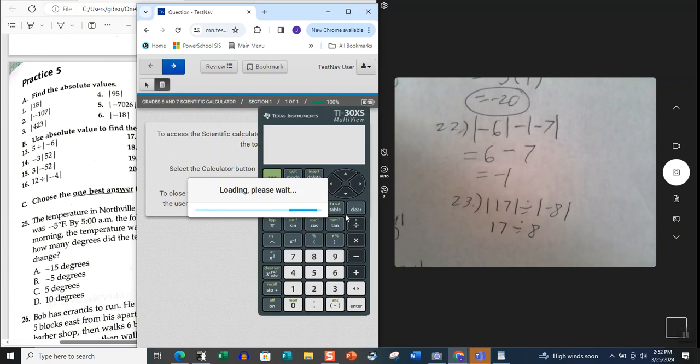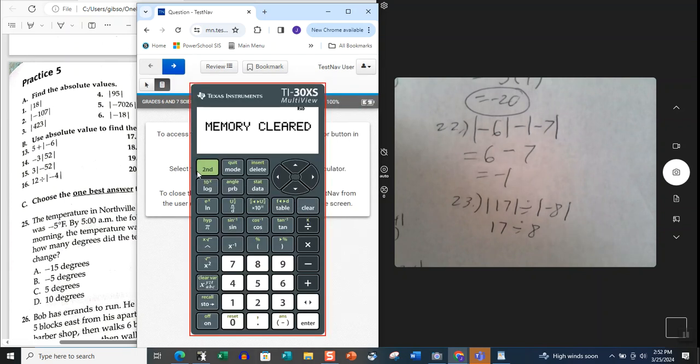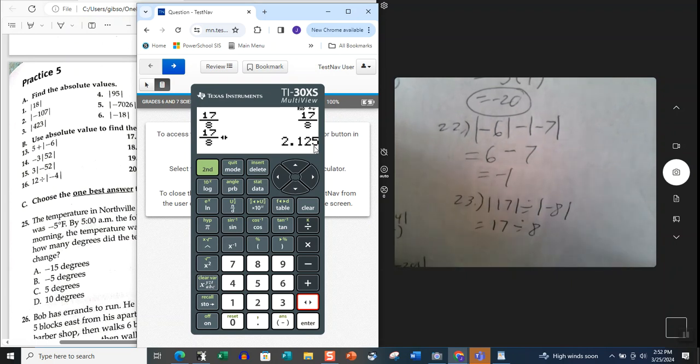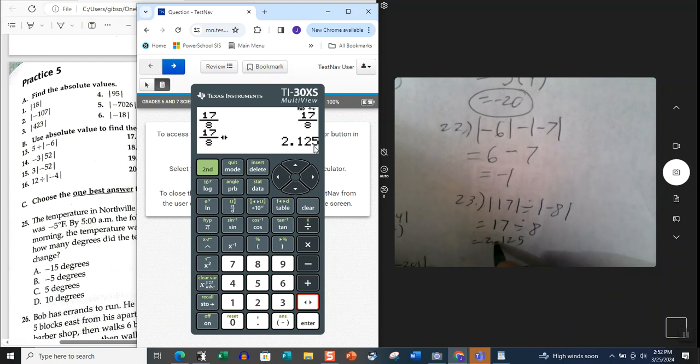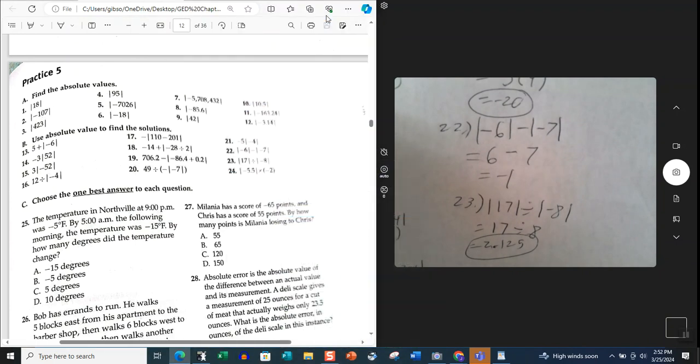All right, so we would hit N over D, 17 in the numerator, down arrow, 8 in the denominator, and press enter. Now we can hit this key here, and it's 2.125. So that is our answer, 2.125. All right, that took care of problem 23. Now we go on to problem 24.